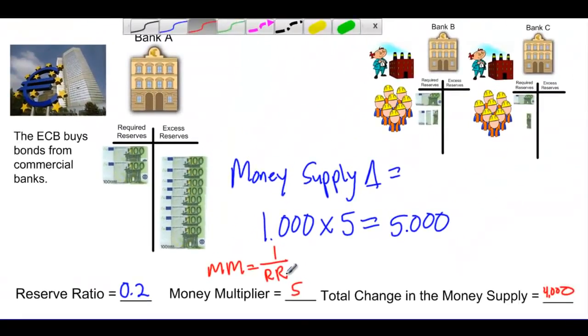But keep in mind, if the initial change in deposits comes from an increase in savings from private spenders or savers, then the initial change in deposits cannot be included in the total change in the money supply. However, if the initial change in deposits comes from a purchase of bonds by the central bank, then the money supply will increase by the money multiplier times the initial change in deposits.